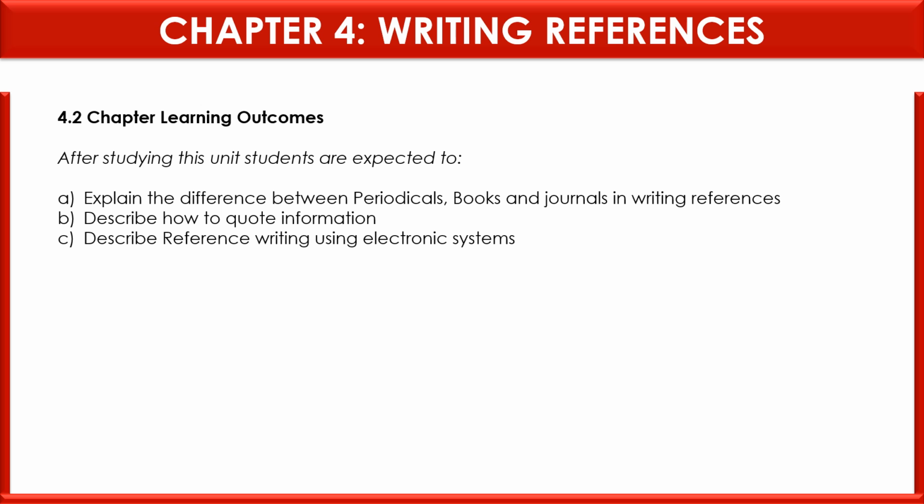Today we're going to look at chapter 4, which talks about reference writing. We're going to look at these learning outcomes: the difference between periodicals, books, and journals in writing references, and then we look at how we quote information and then how to write references using electronic systems.